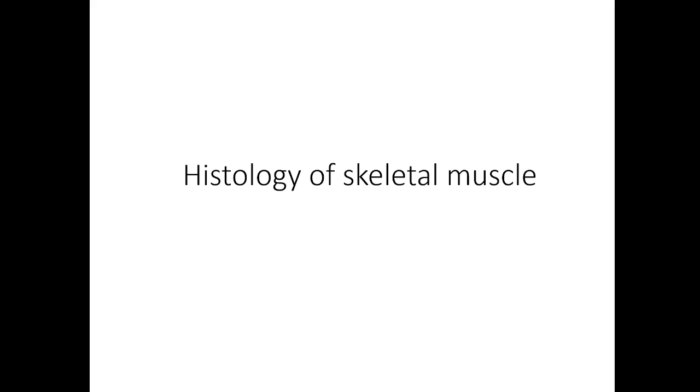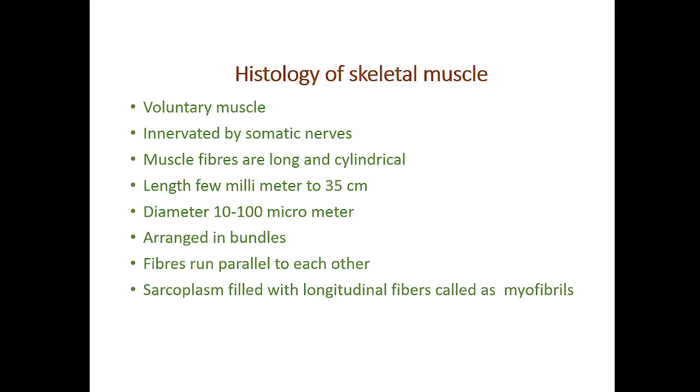Let us begin with histology of skeletal muscle. Skeletal muscle is a voluntary muscle innervated by somatic nerves. That means, for example, if the muscle is present in the upper extremity, it will be innervated by some branch or other from the brachial plexus.